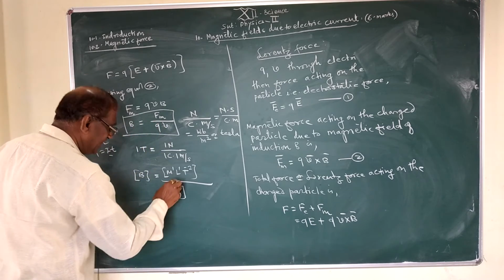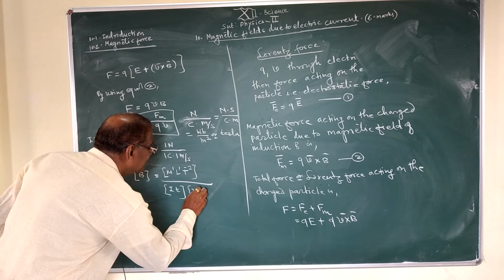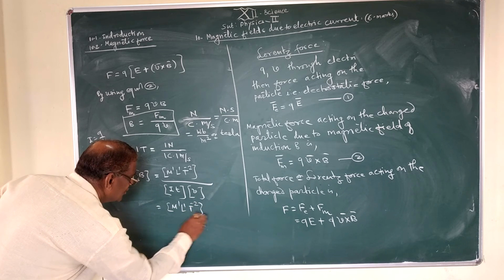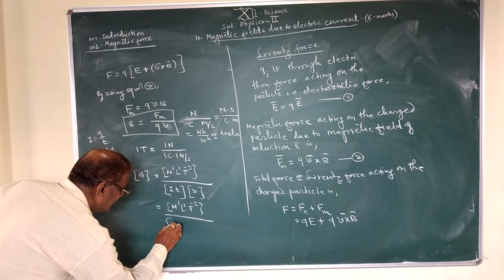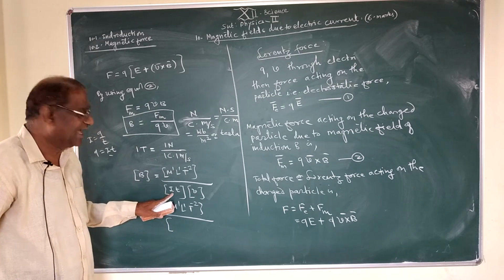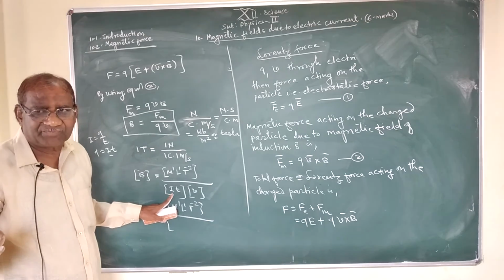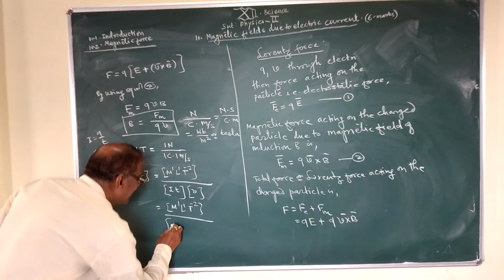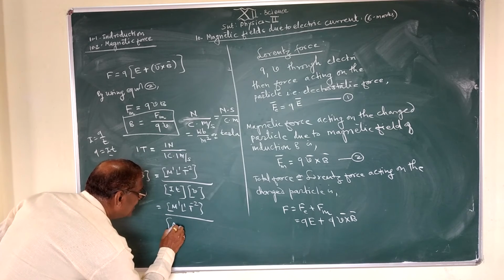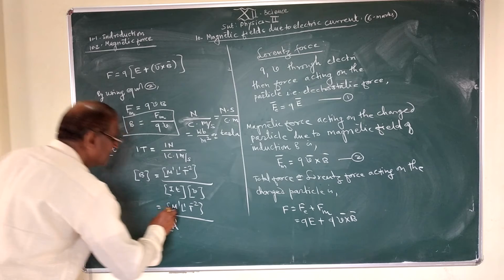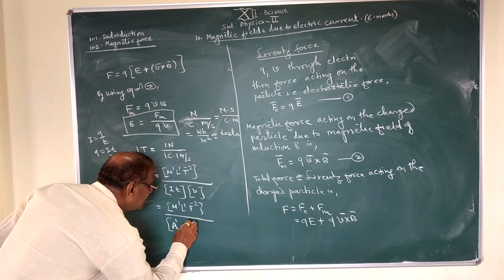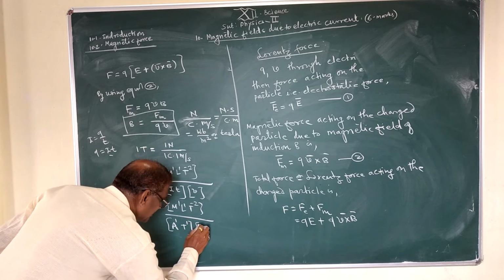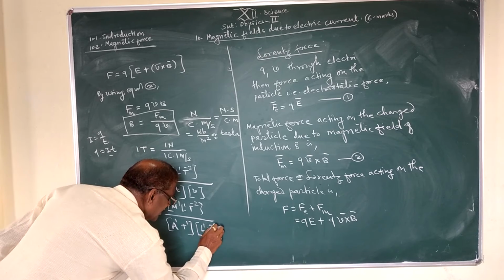Velocity is meter per second, so the dimension of velocity is L1 T minus 1. The dimension of B is equal to M1 L1 T minus 2 upon, in some books the dimensional unit for electric current is A or I, so we take here ampere, A to the power 1 times T to the power 1, and velocity L1 T minus 1.